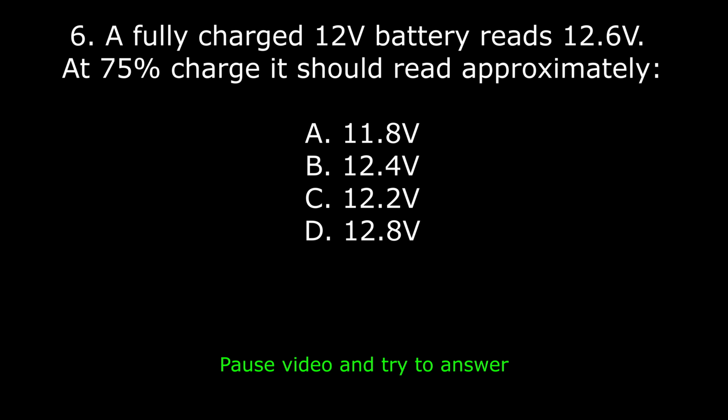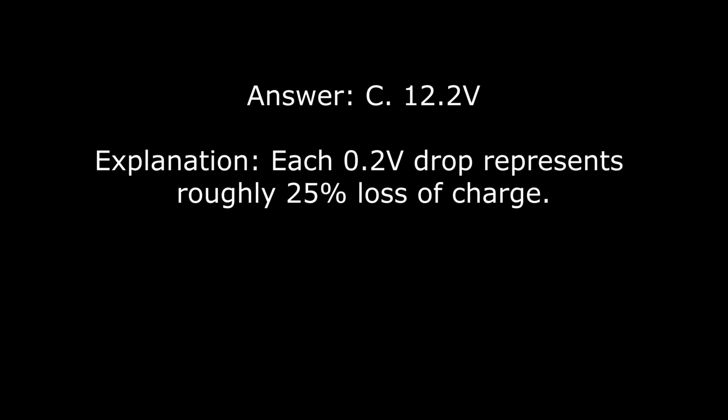6. A fully charged 12-volt battery reads 12.6 volts. At 75% charge, it should read approximately: A. 11.8 volts, B. 12.4 volts, C. 12.2 volts, or D. 12.8 volts. Answer: C. 12.2 volts. Explanation: each 0.2 volt drop represents roughly 25% loss of charge.